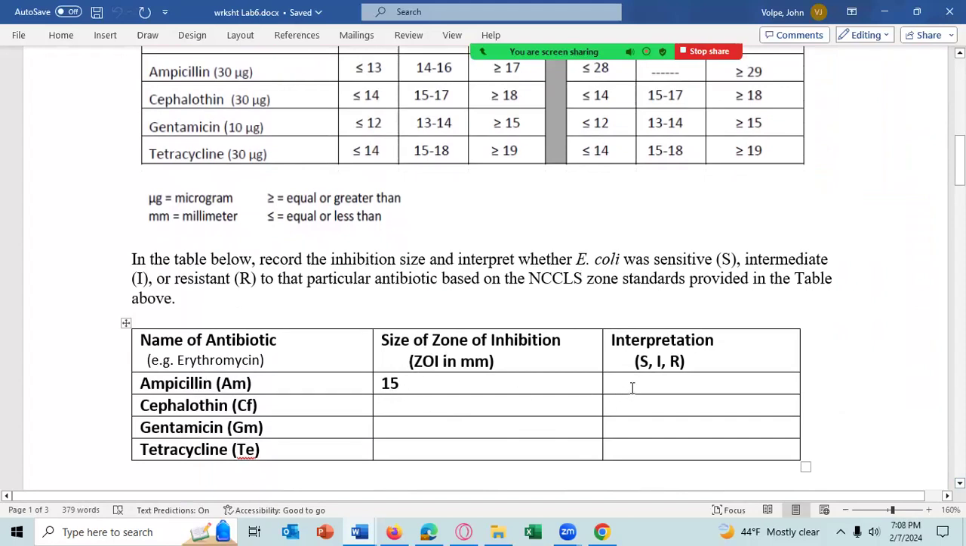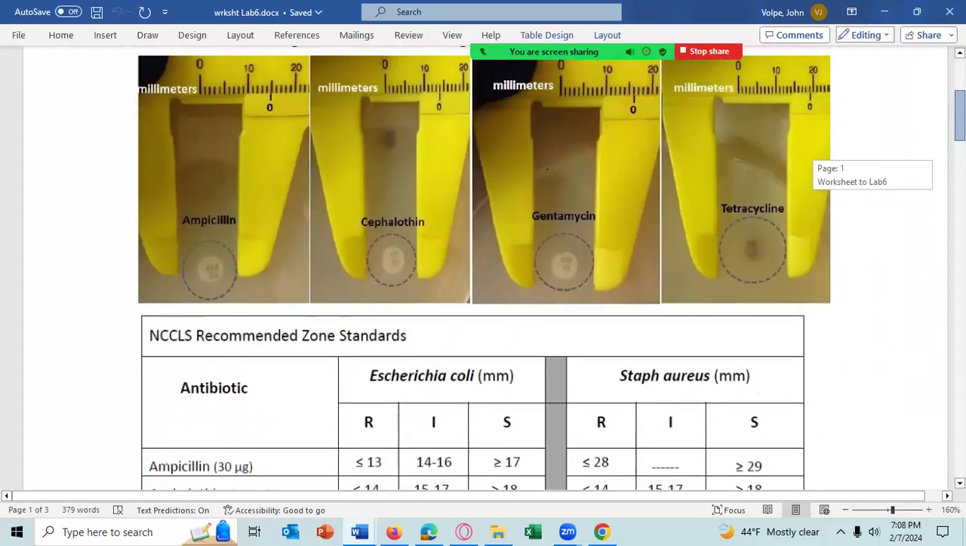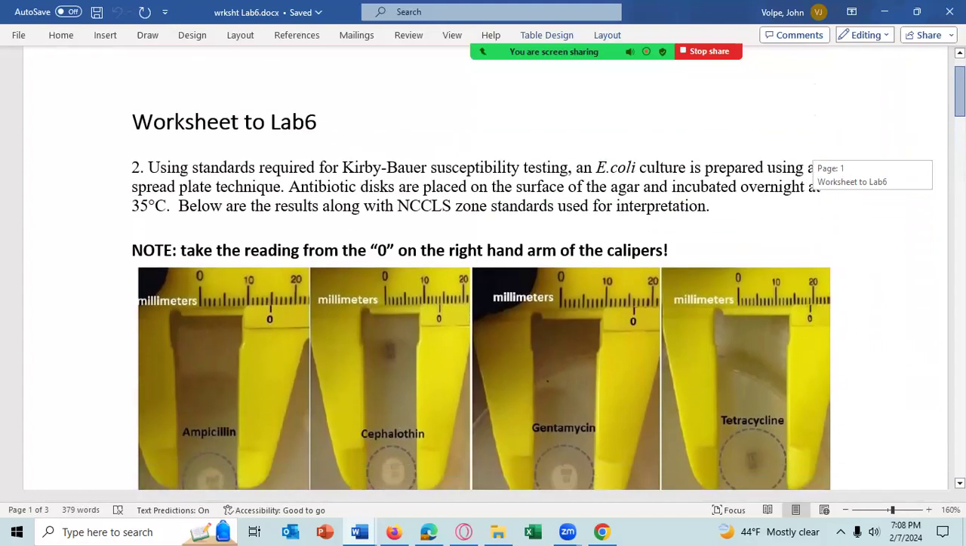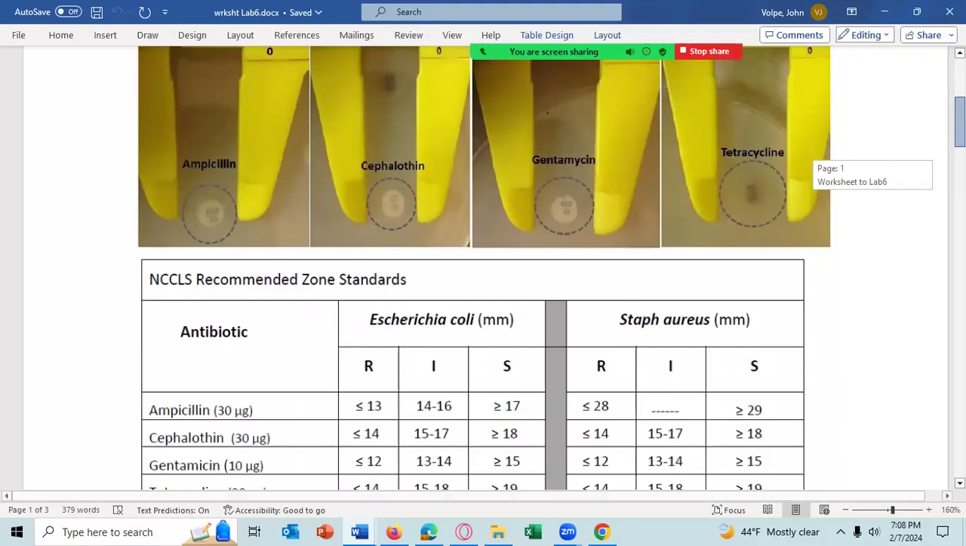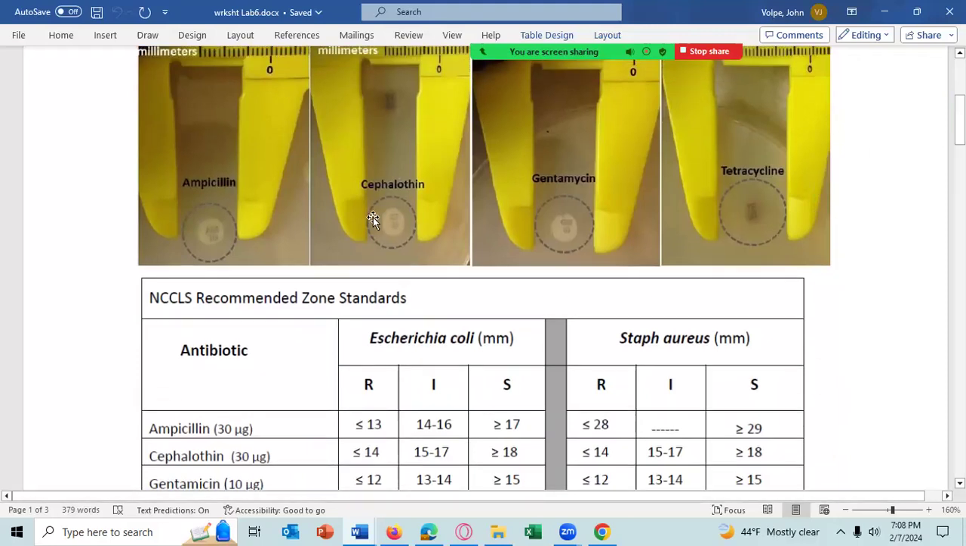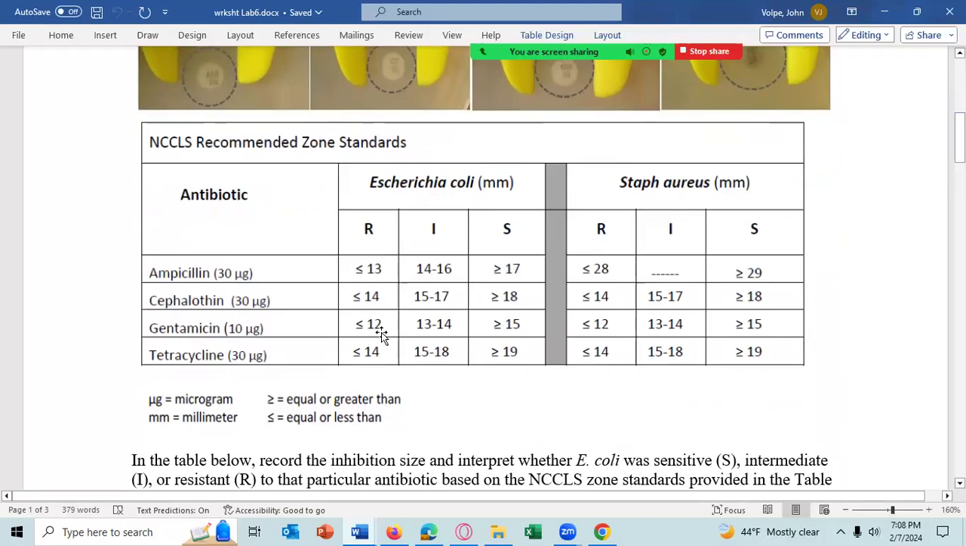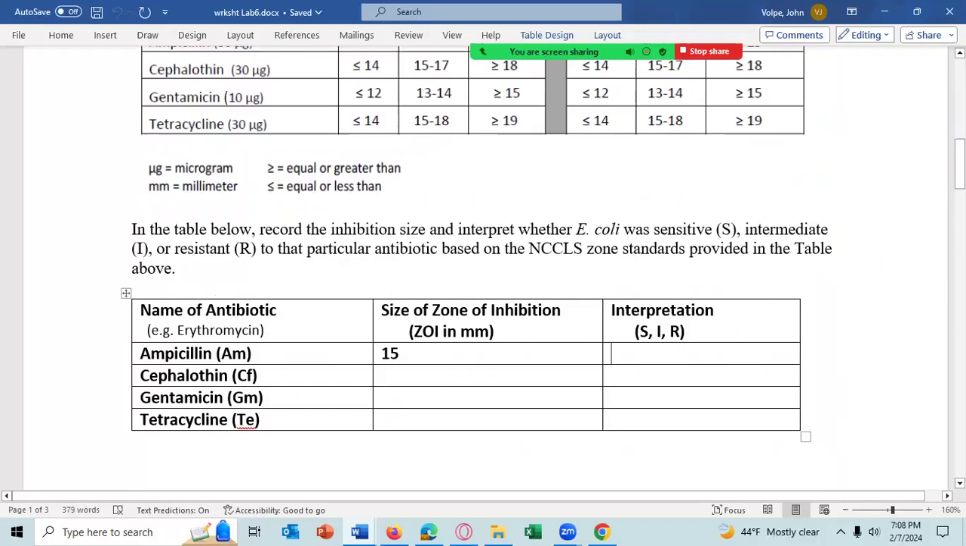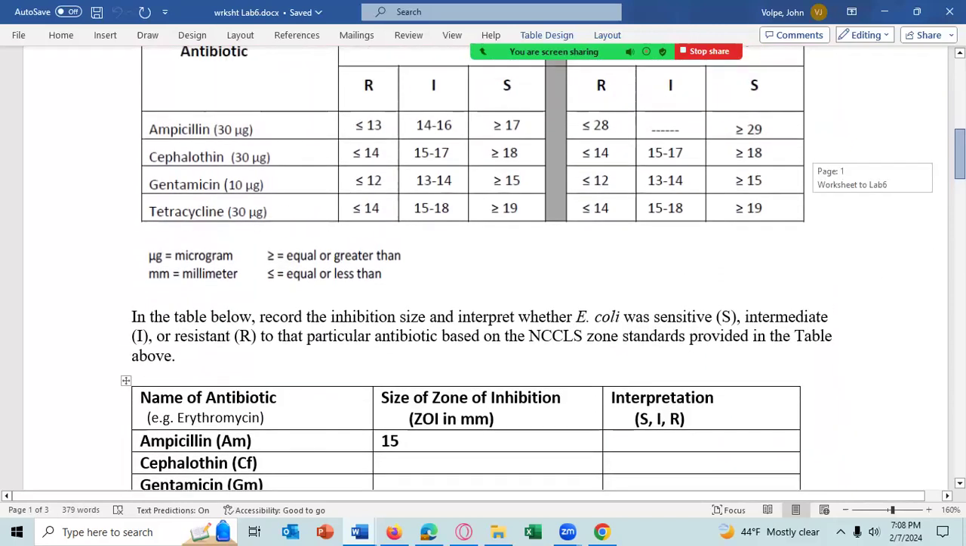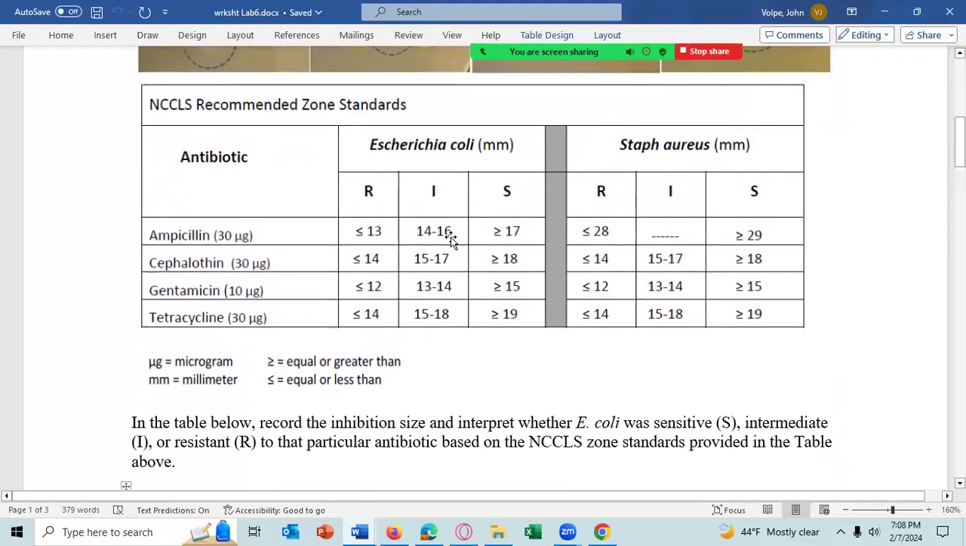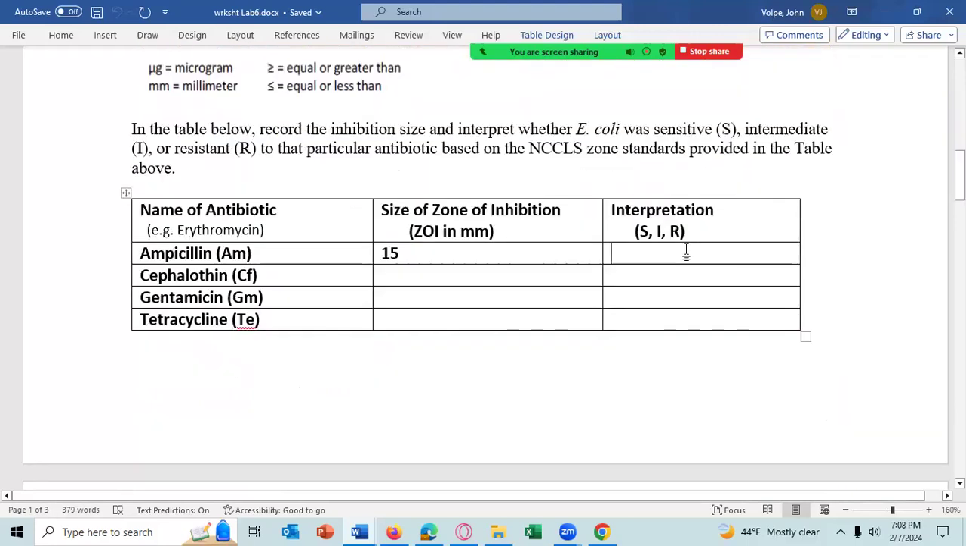And then the interpretation is either S, I, or R. You come up to the table here. Remember, we're using E. coli, and then ampicillin, cephalosporin, gentamicin, and tetracycline. So E. coli, and the table is here. Ampicillin is here. We said 15 was the size of the zone of inhibition. And so 15 is going to be I, intermediate, right here. And so you put an I in right here.